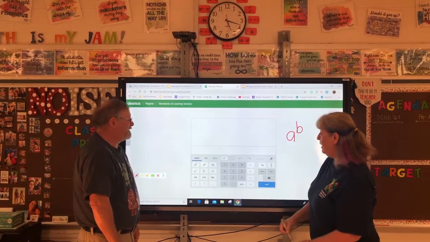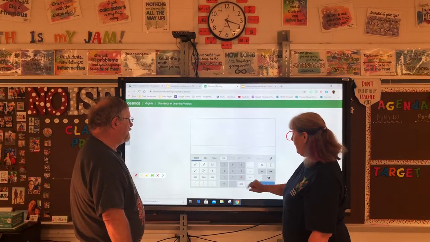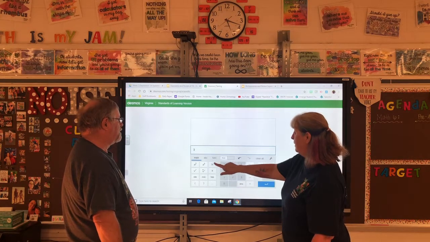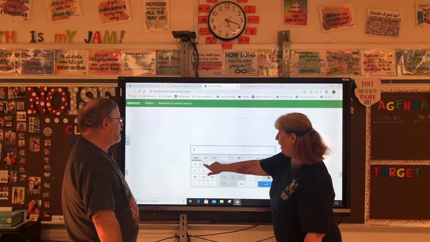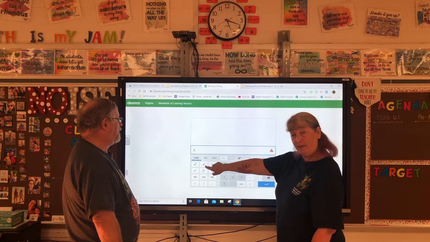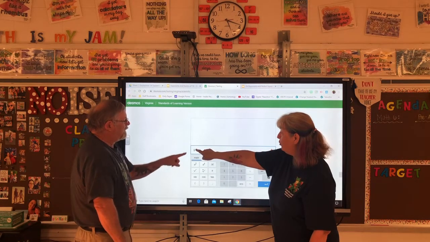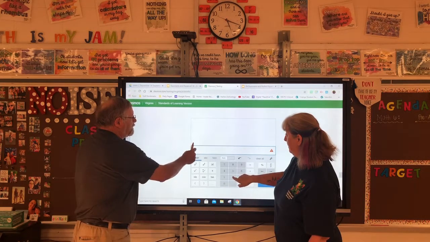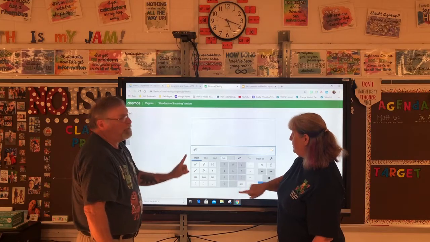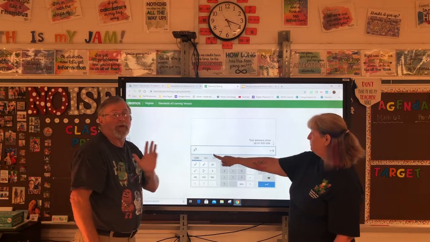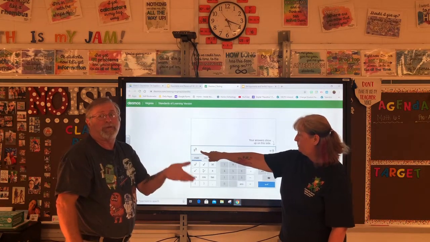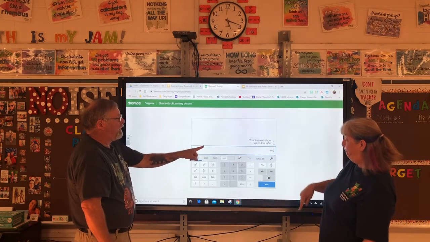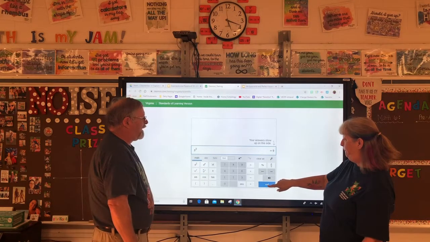But that's the button. So if I wanted to do 3, there's my base, and I do square, and I want to change it. I click that button, and now the cursor moves up. Notice that it moves up because it's what they call a superscript, a number that's raised above it. There's the answer: 3 squared equals 9, and we used our AB button.